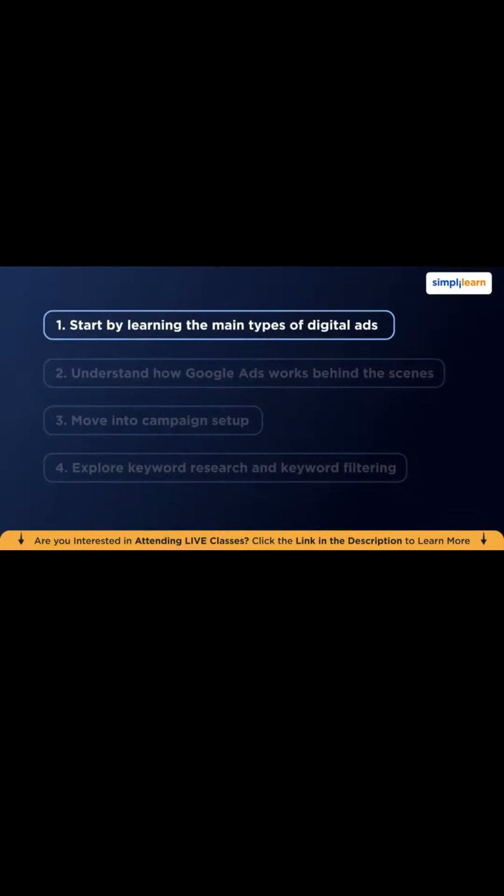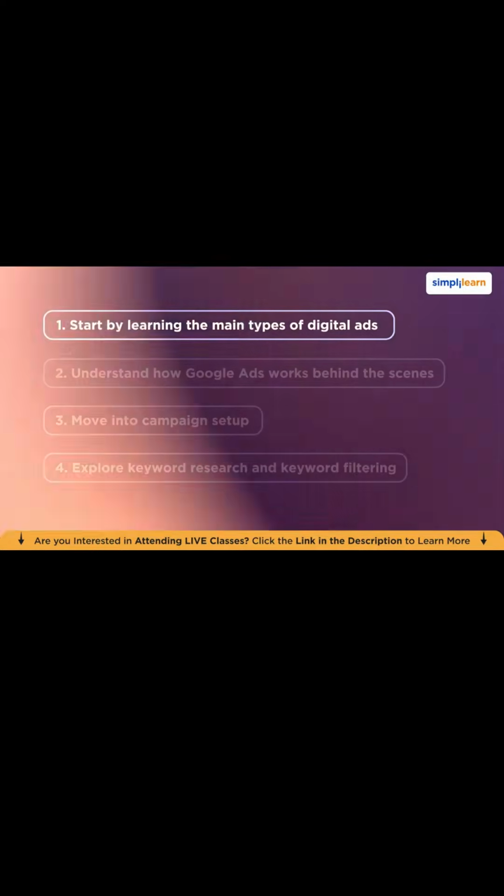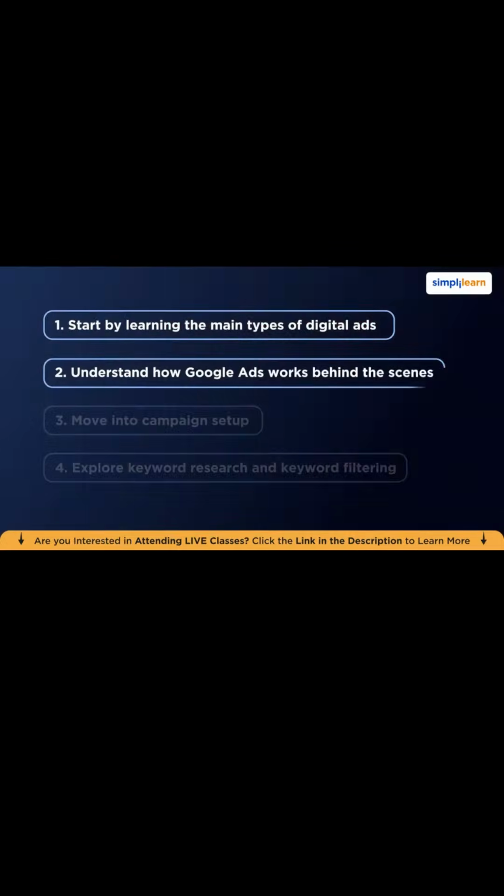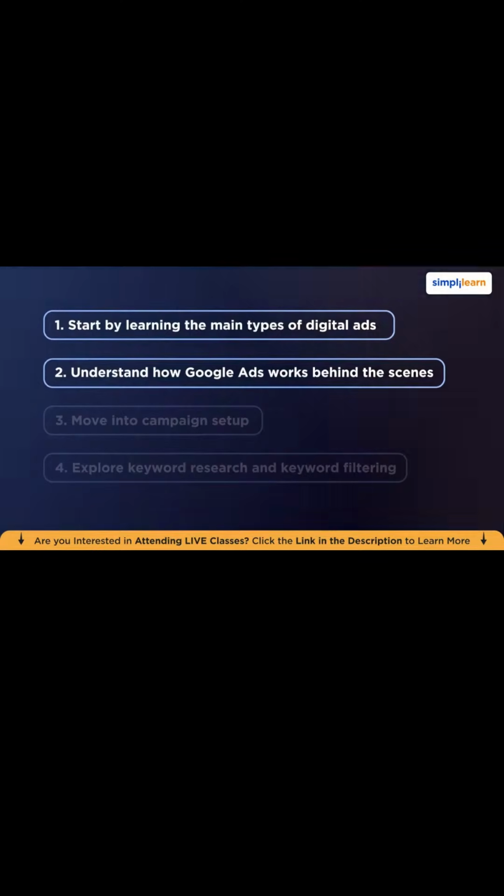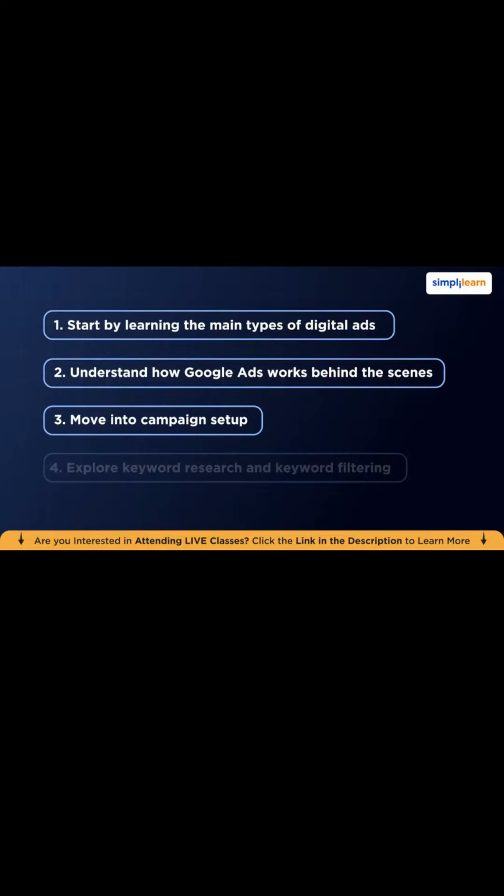We'll start by learning the main types of digital ads, including search ads, display ads, YouTube ads, and local ads. Then we'll be understanding how Google Ads work behind the scenes, including ad rank, quality score, bidding, click-through rate, ad relevance, and landing page experience. And after that, we'll be moving into campaign setup, where you'll be learning how to manage budgets, clicks, impressions, CTR, bids, ad rotation, and campaign performance.